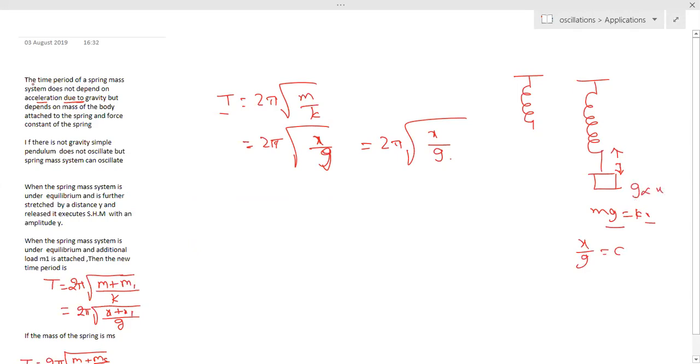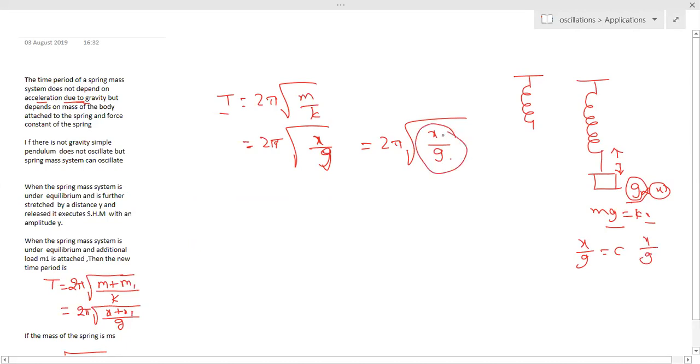That's what you see. Time period of the spring mass system does not depend upon acceleration due to gravity. Now let us see the case where I increase g. The value of x will also increase, such that the value of x by g is constant. Then this entire term will be constant. So the final conclusion is, though I change the value of g, the value of time period does not change.